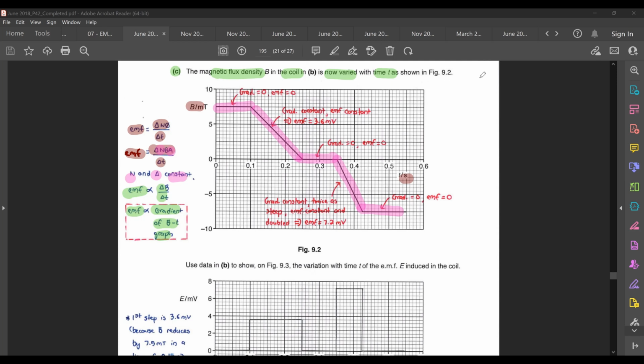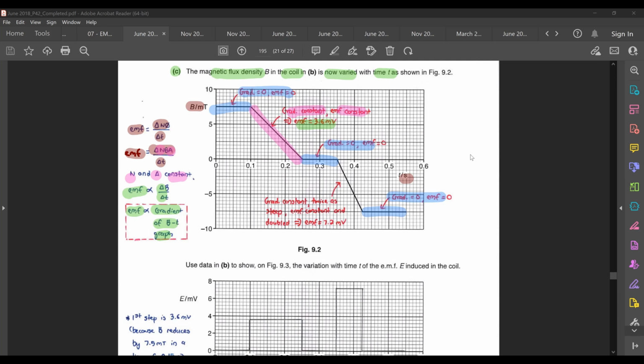So here, certain sections of interest to you would always be the part where you have zero gradient, zero EMF. And then after that, you have this other part here. Your gradient is constant, so your EMF should be constant. In your case, it should actually have been 3.6 millivolts. So how do I know it's 3.6 millivolts?